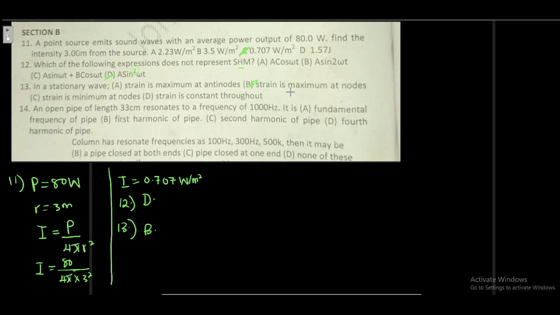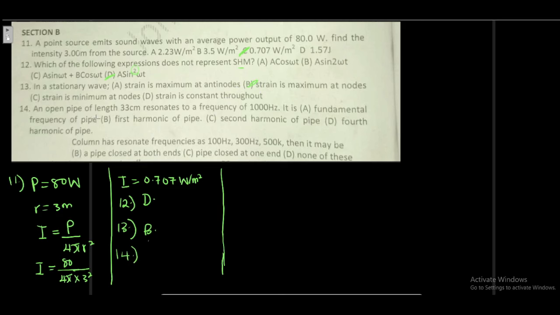Strain is maximum at nodes. Also, you can even look at the options. You see that one of them has to be the correct answer, and they've given you strain is maximum at antinode and strain is maximum at node. These two are just opposite of each other, so you cannot have two contradicting things in one question. One of them has to be the answer, and the correct answer is option B.